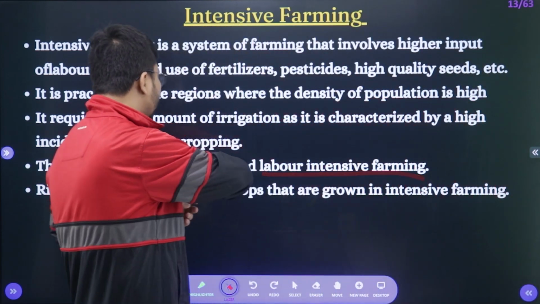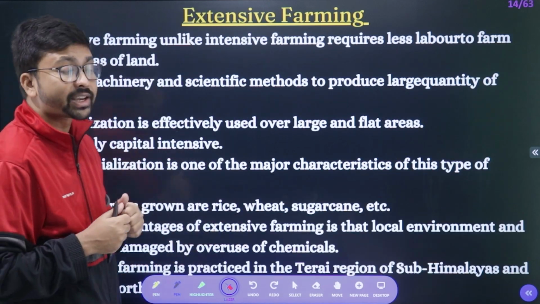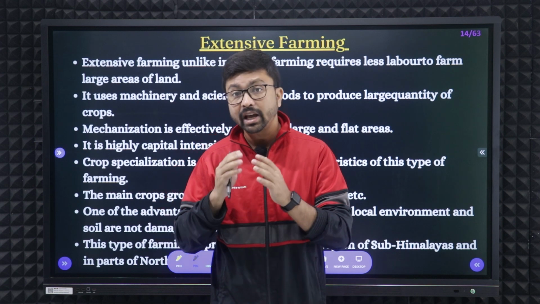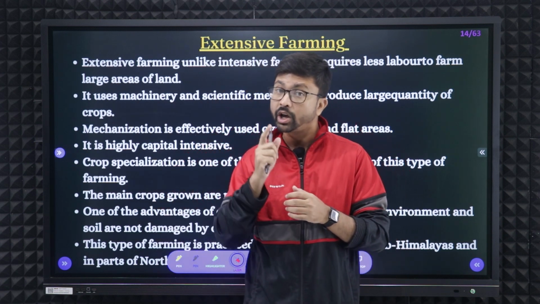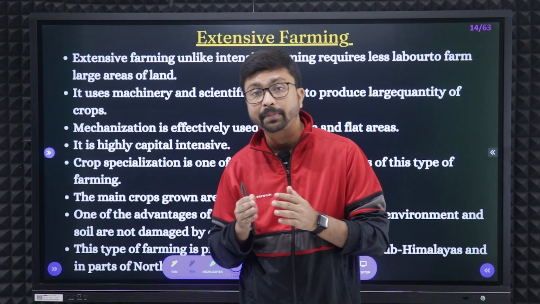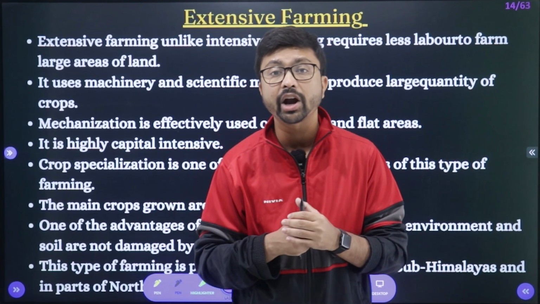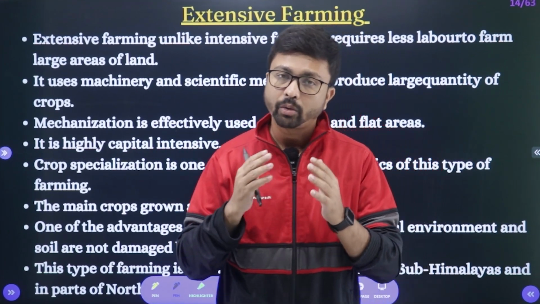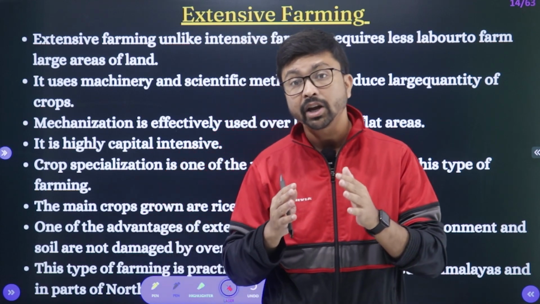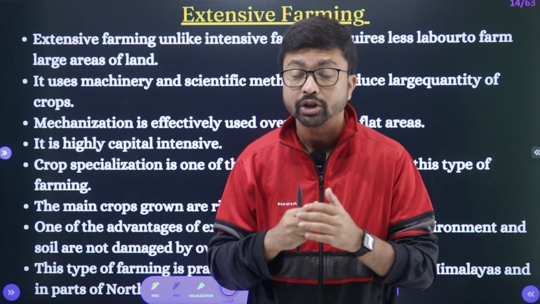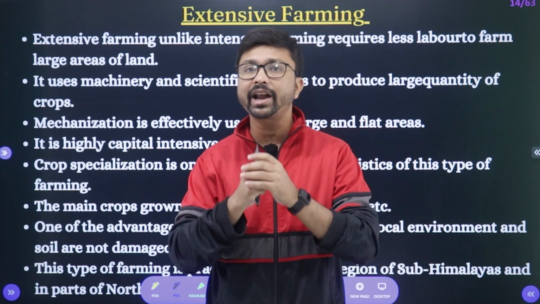So now let's go for the next one, that is called extensive farming. Remember what I said in my last slide, that where the population density is more, there we are using intensive farming. Here where the population density is low, there we are doing extensive farming. Now what is that? Extensive farming where the population density is less, it means manpower will be less. On the other hand, agricultural land will be more.